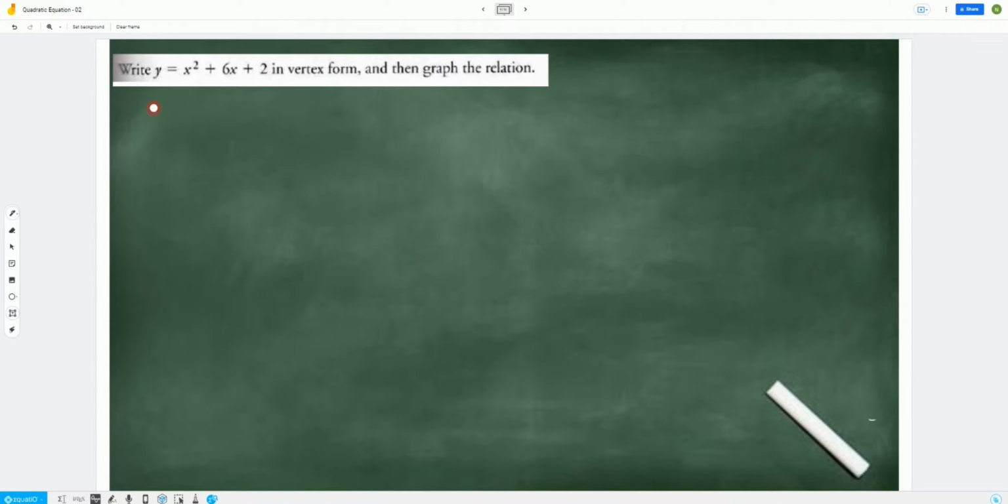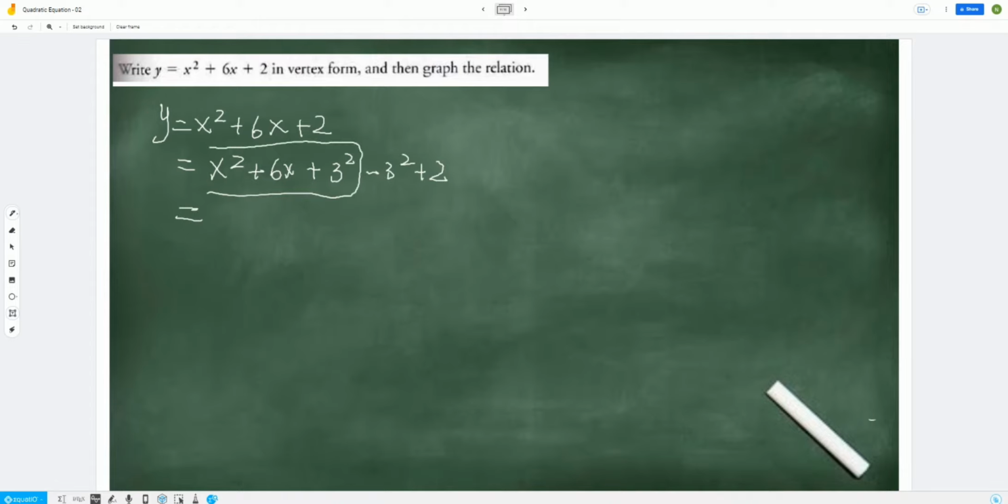We have to create a perfect square. So we copy y equals x squared plus 6x plus 2, and to complete the square for x squared plus 6x, we add 6 divided by 2, which is 3, squared, and we also subtract 3 squared. So this is a perfect square form, (x + 3) squared, and then minus 9 plus 2, which is negative 7. So this is vertex form. That's what the question asks for.